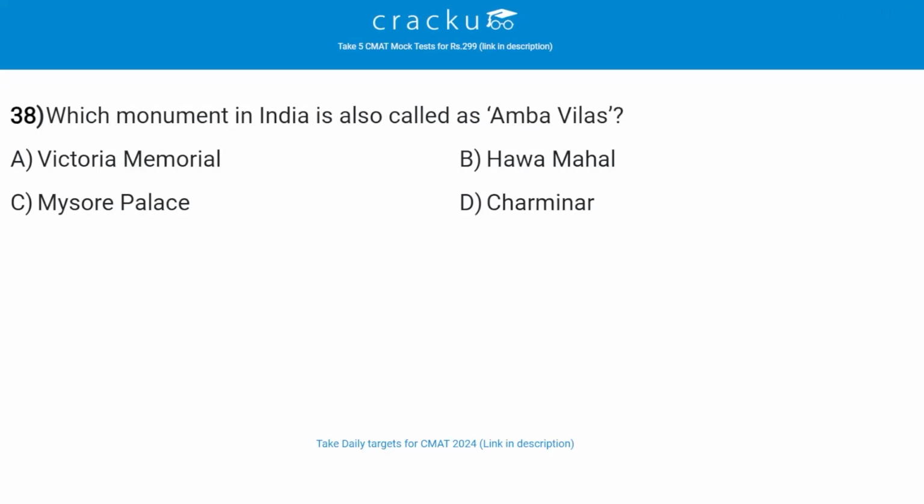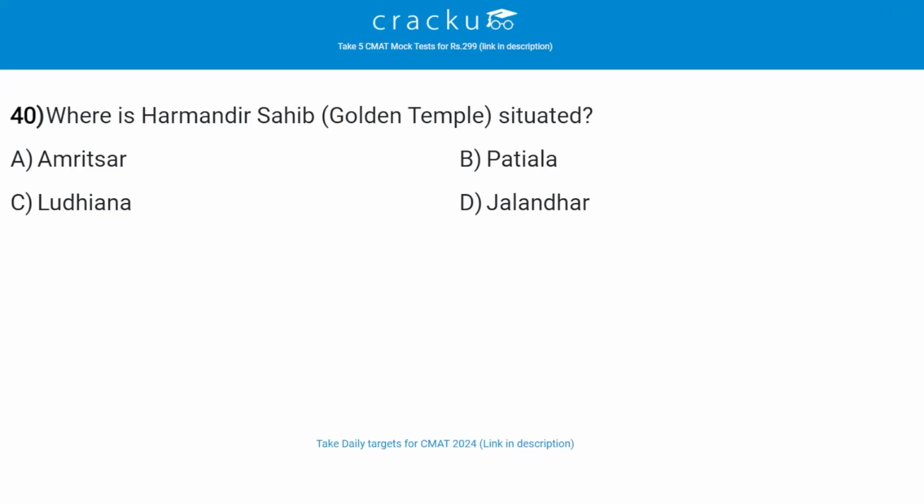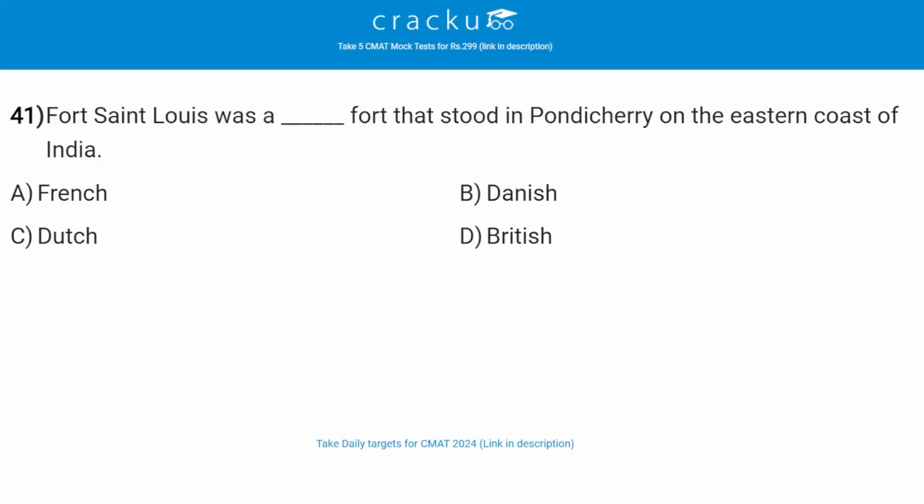Which monument in India is also called as Amba Vilas? The answer is Mysore Palace. The place of Gautam Buddha's birth was a grove known as Lumbini. Where is Harmandir Sahib situated? The answer is Amritsar. Fort St. Louis was a French fort that stood in Pondicherry on the eastern coast of India.